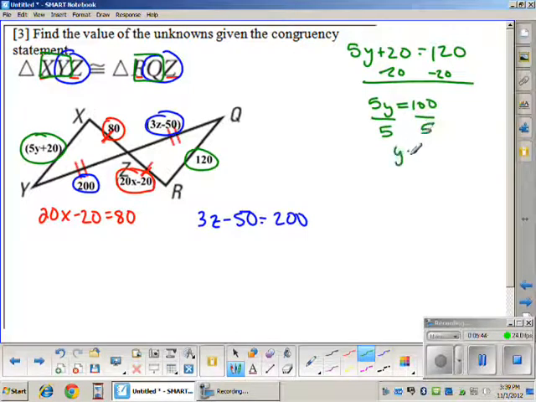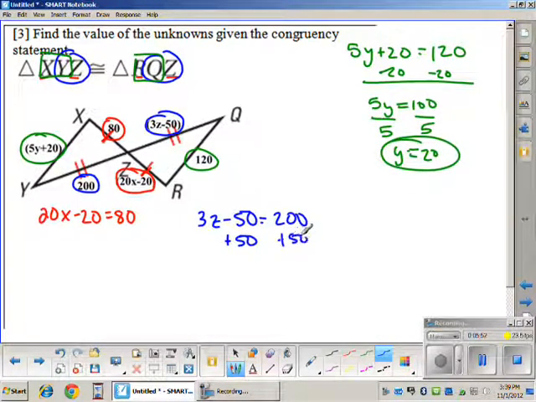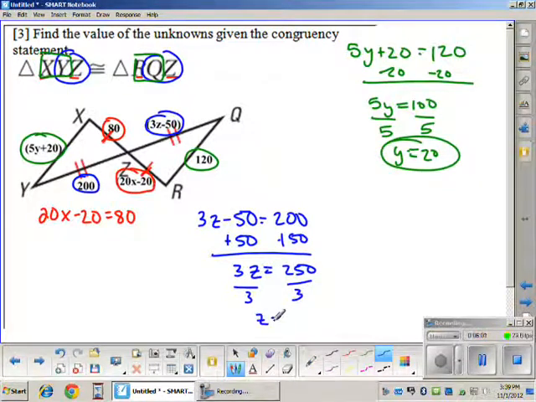Okay, moving over to the z value again, algebra takes over. So we'll add 50 to both sides to get z by itself. So 3z is equal to 250. Divide both sides by 3. Let's see, 3 goes into 25 8 times, which is 24, left over 1. 3 goes into 10 3 times, which would be 9, left over 1, so I should have 3 repeating. So z should be 83.3 repeating.